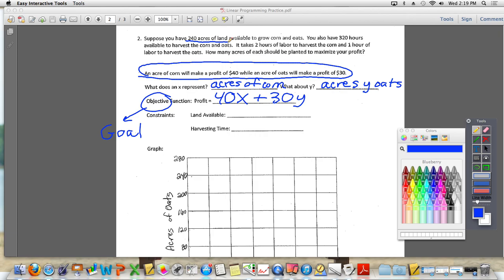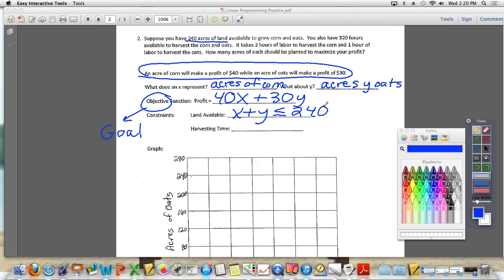X's and Y's. So together, the number of X's that I plant plus the number of Y's that I plant, they have to give me less than or equal to 240 acres. Are you guys okay with the less than or equal to? Yes. I can make 240 or I can make less than. Okay, so that means X plus Y is less than or equal to 240.